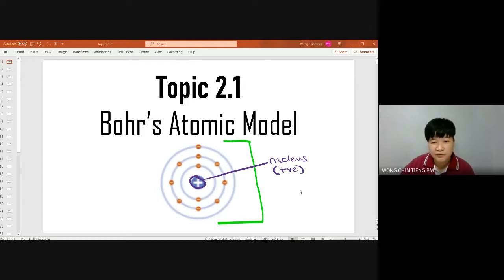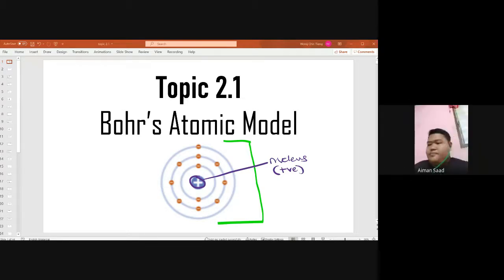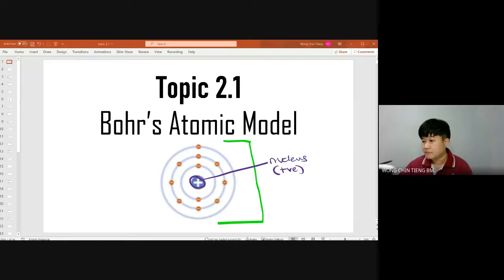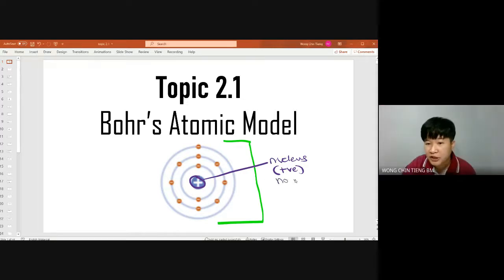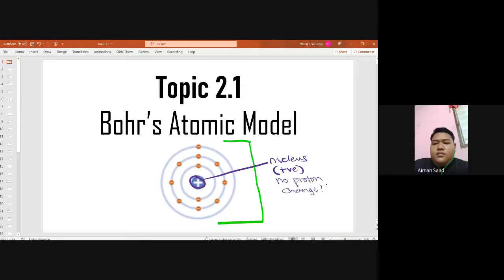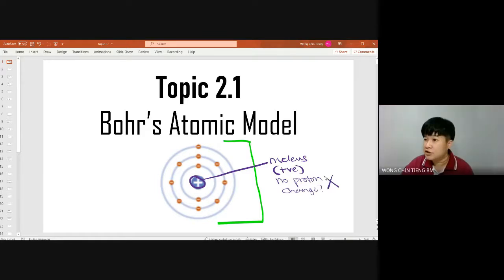Okay? And first question of the day. Were your number of proton change? Yang masuk lambat tadi, Aiman Saad. Aiman, yes? Yes, madam. Were the number of proton change? Akan berubah atau tak ubah? Tak berubah. Proton number will never change.